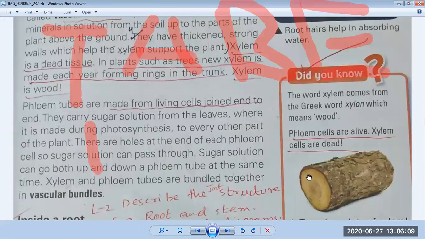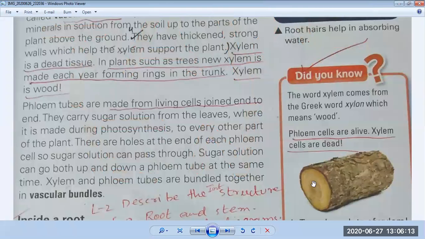The rings tell us about the age of a tree, because we can count how many rings are formed. So you can see xylem is wood.